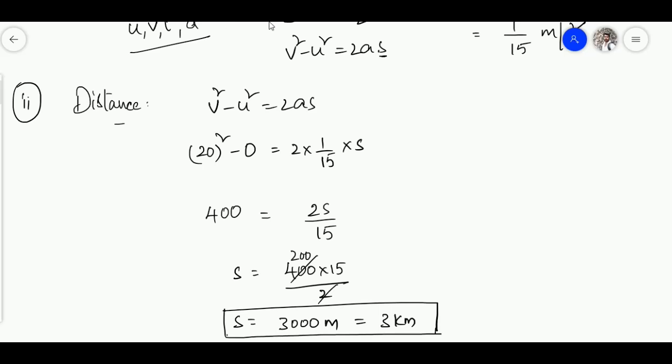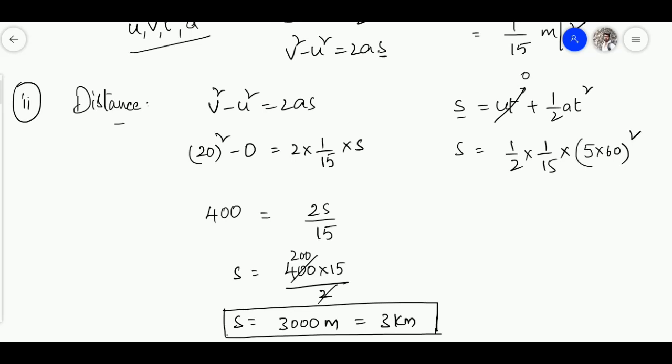So let's use another formula. s is equal to ut plus half at square. Let's check. This is what we have to find, so keep it on the left side. u is 0, so 0 into t becomes 0. Half into 1 by 15 into t, where t is 5 minutes. That means 5 into 60 whole square.